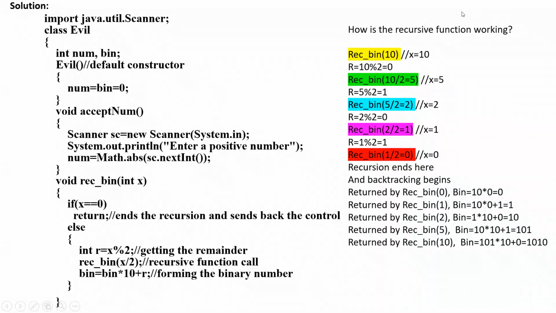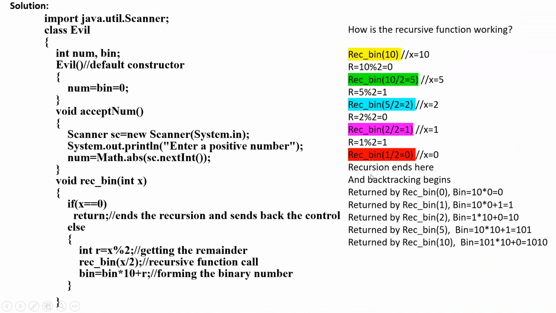Here I have made the working. Suppose I am passing 10, the decimal number 10, to recBin. What will happen? So x equals 10. Inside the recBin function, my base case is not encountered. So r equals 10 mod 2 equals 0. And the recursive function calls itself again with the next number, 10 by 2 equals 5. In that function, I am doing 5 mod 2 equals 1. And recBin is called again with 5 by 2, that is 2. Then 2 mod 2 equals 0. recBin 2 by 2 equals 1.